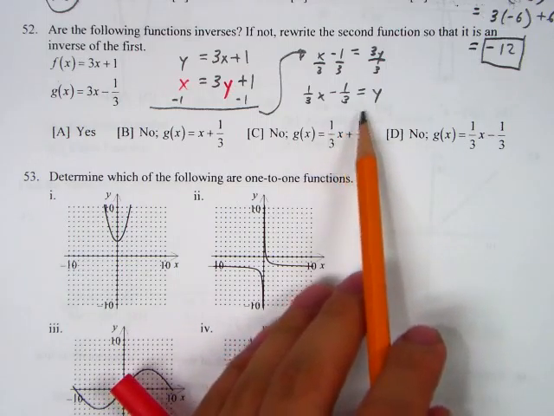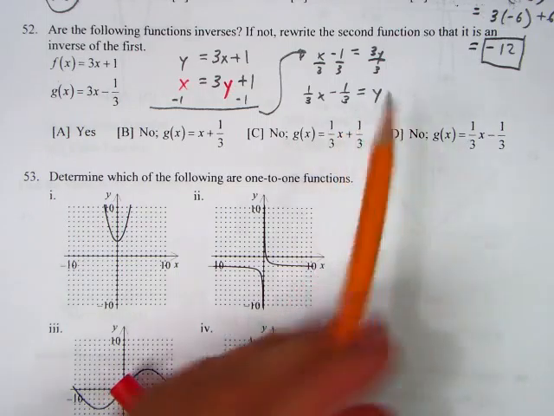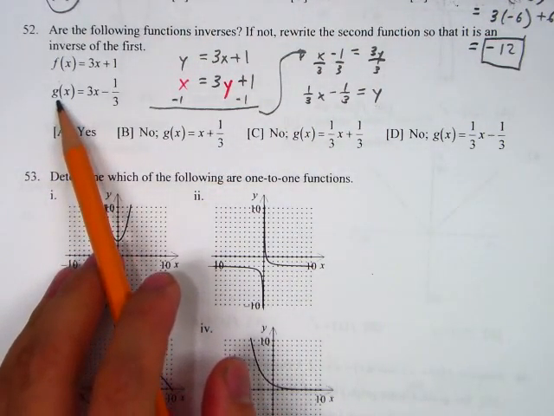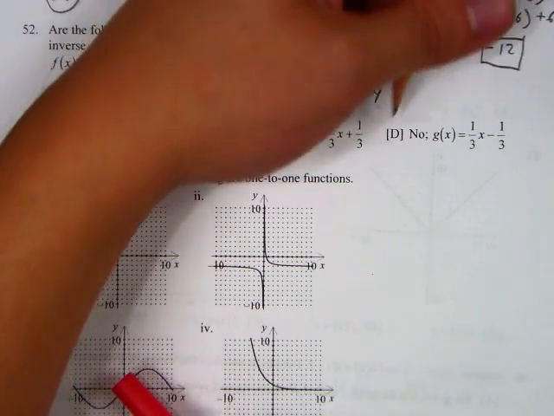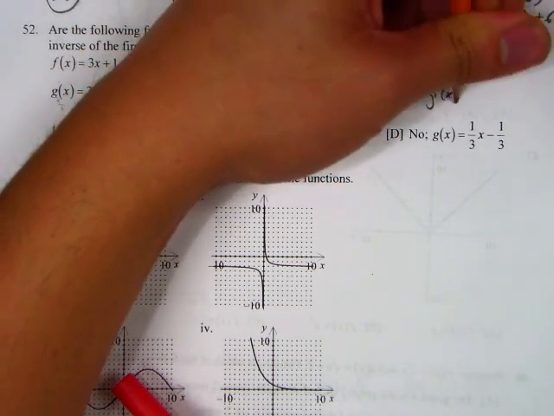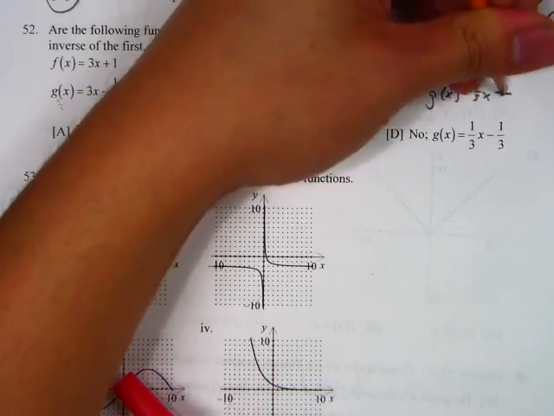So you can see here, for the final answer we'll change this back to g of x. I guess that's what they're calling the inverse here. So let's call that g of x. So g of x equals 1/3 x minus 1/3.